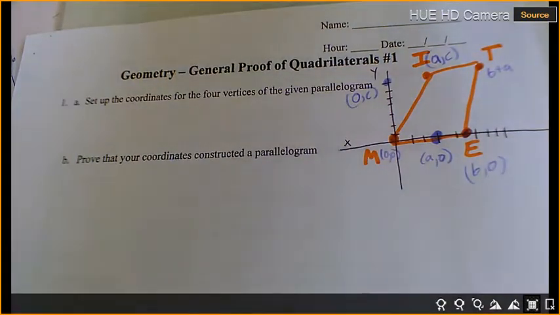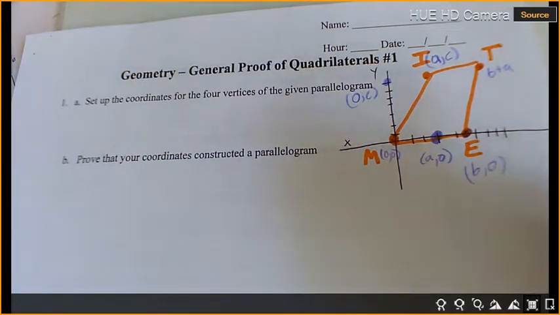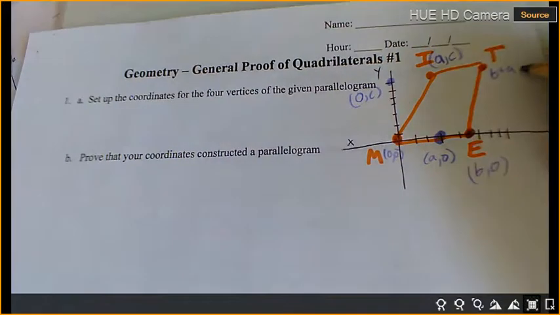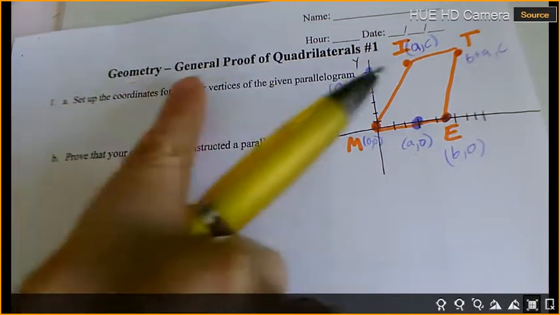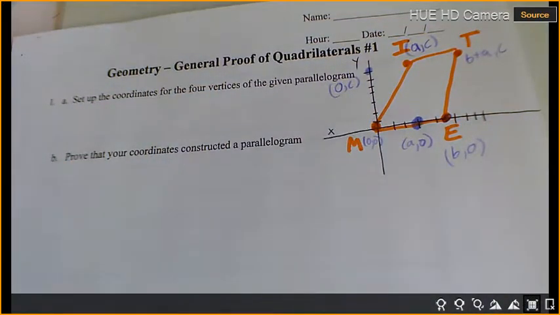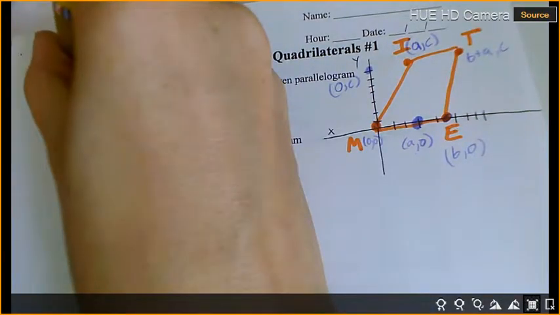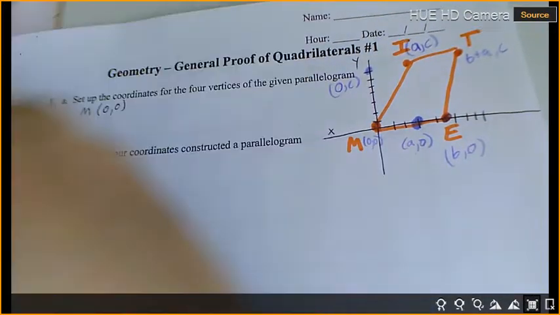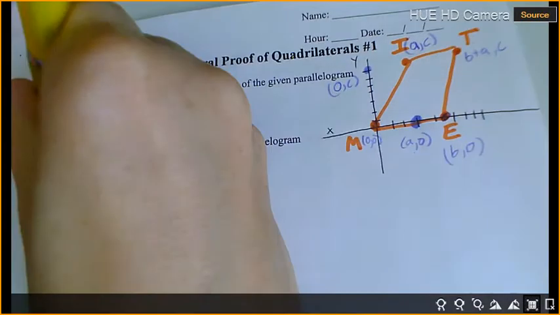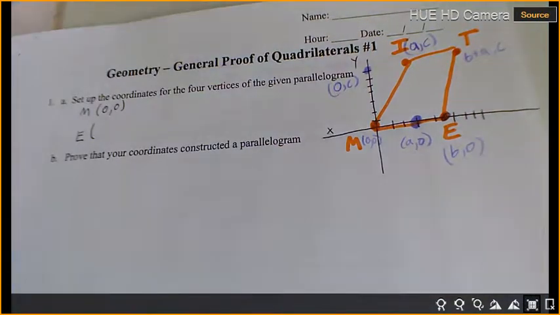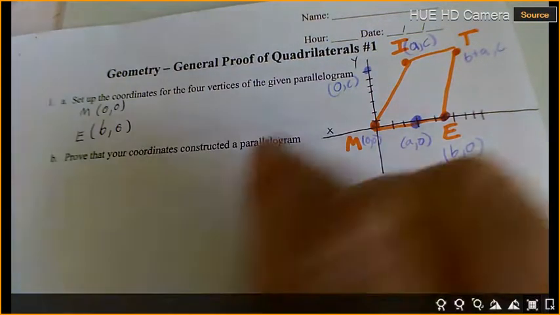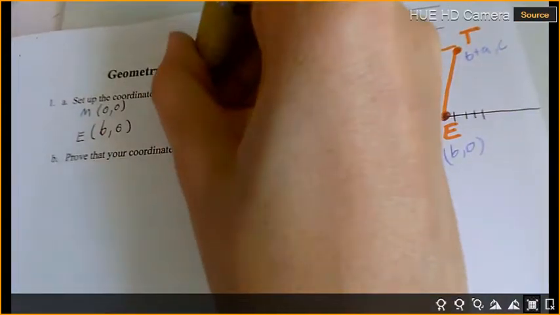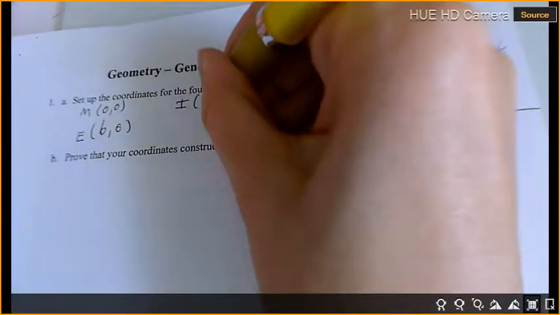Okay, then tell me instead of saying she's got to slow down, actually say Miss Murphy slow down. Okay, and how much did I go up? C. Okay, so now all I'm going to do, guys, is rewrite. I'm going to write M and what the coordinates are, E what the coordinates are. Does that make sense? So M is 0, 0. What's E? B, 0. What is I? A, C. And then what is T?